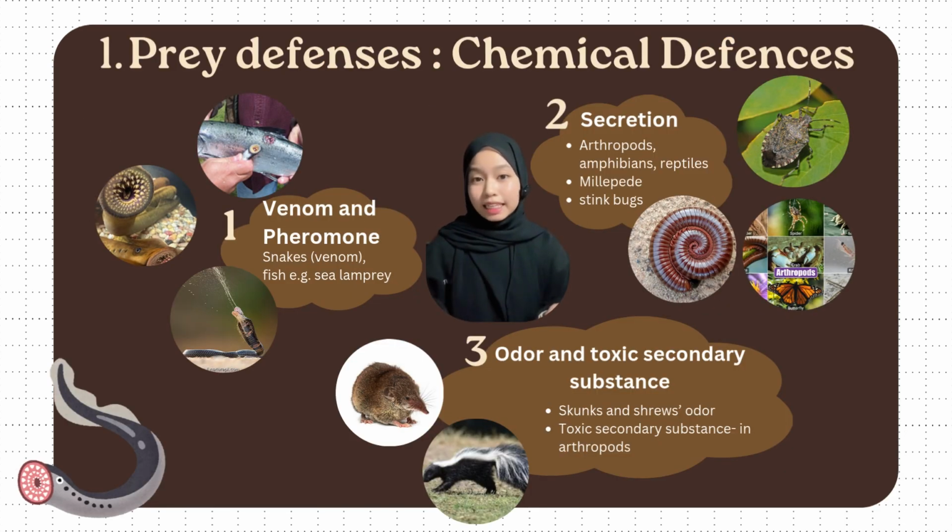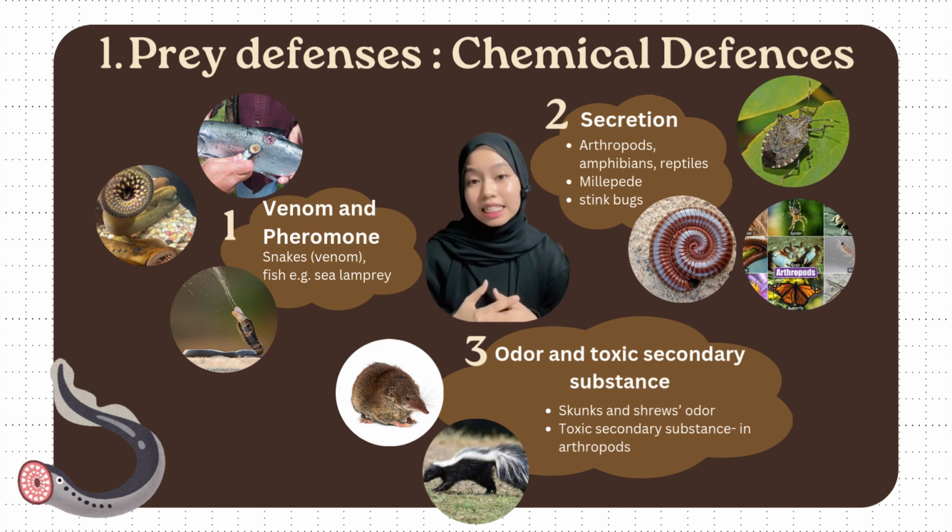Now, I will explain the different types of chemical defenses used by prey to avoid being eaten by predators. The first example involves venoms and pheromones. Snakes are a common example. They use venoms not only to catch their prey, but also as a defense mechanism to avoid predators.